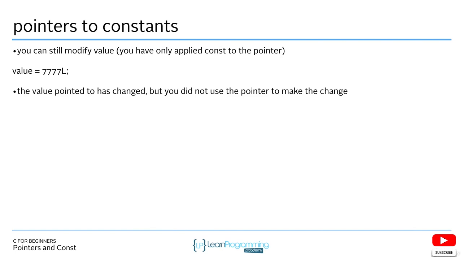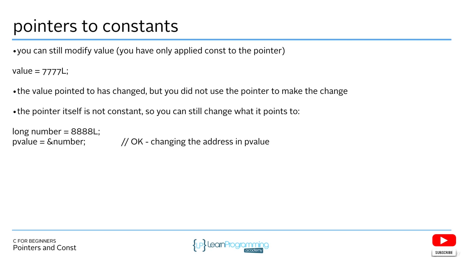We only applied const to what the pointer points to. So we can say value equals 777L. The value pointed to has changed, but you did not use the pointer to make the change. The pointer itself is also not a constant. The pointer, remember, contains an address. We didn't declare the pointer to be a constant. We declared what the pointer is pointing to to be constant. So we can still change the pointer as well.